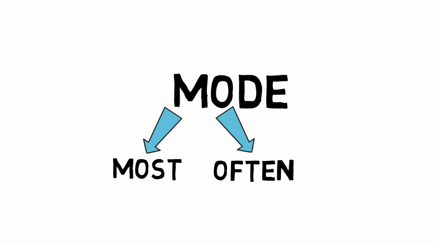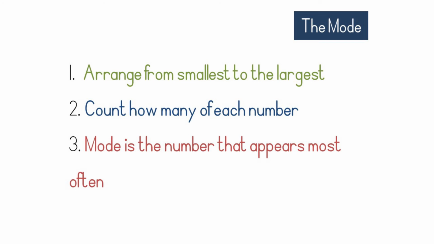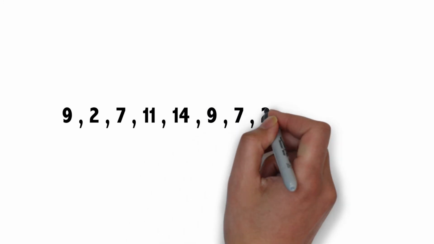To find the mode or modal value, learners must again arrange the numbers in order. They must then count how many of each number there is, and the number that appears most often is the mode. Make use of the following example.